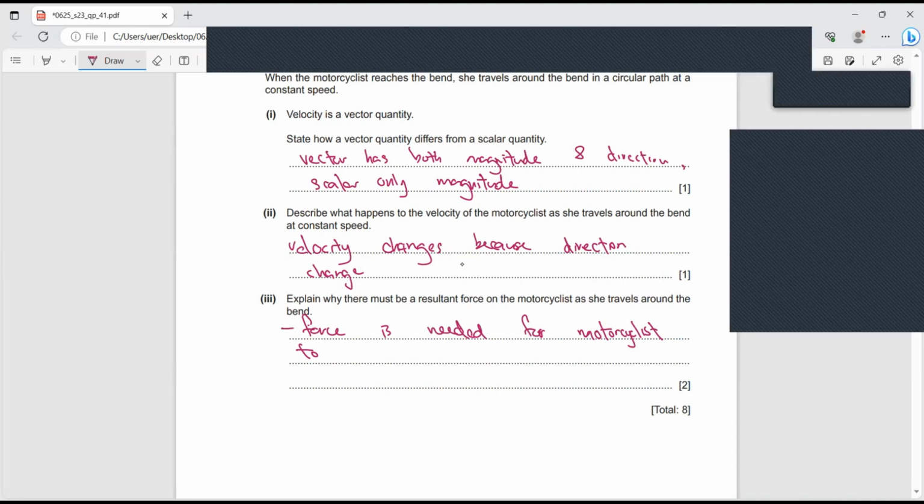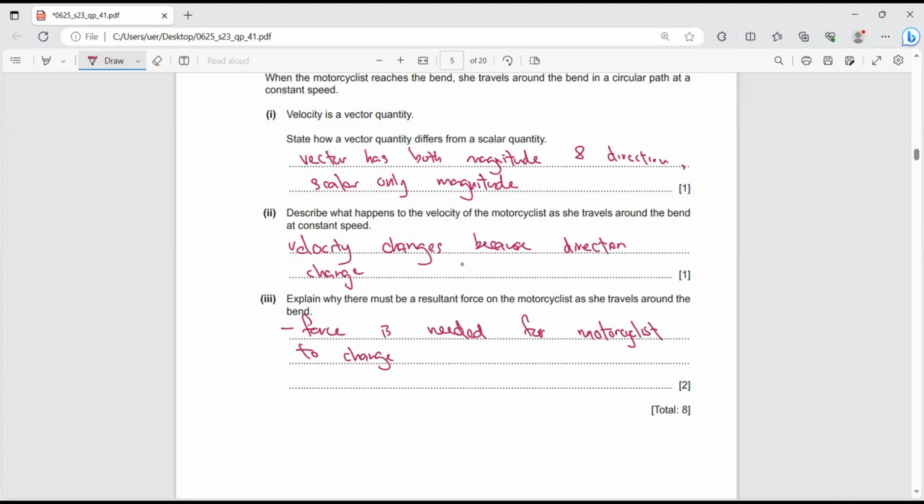For the motorcycle to change direction. She stayed home. She's not even online.